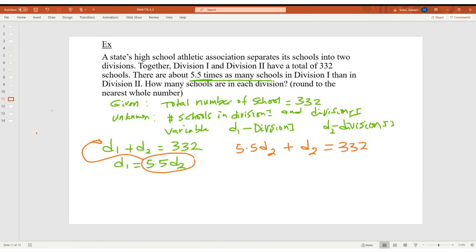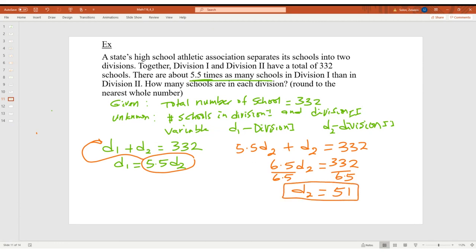The next step says solve this. We can easily solve this equation. Combine the two: 5.5 plus 1 is 6.5, so 6.5 D2 equals 332. We divide both sides by 6.5. So Division 2 is 332 divided by 6.5, which is about 51. So there are 51 schools in Division 2.